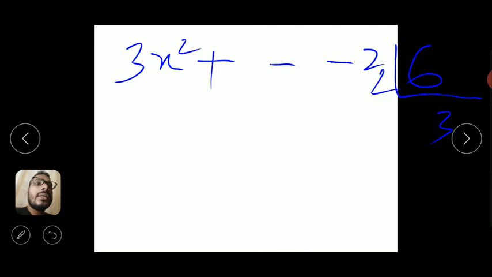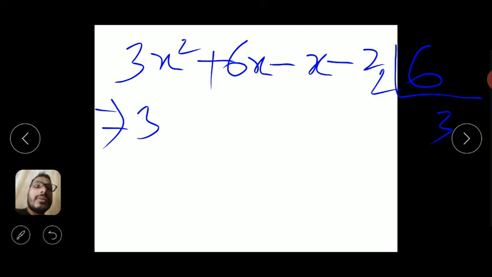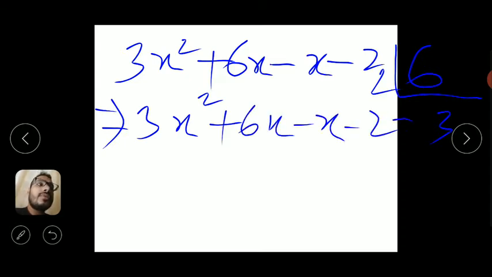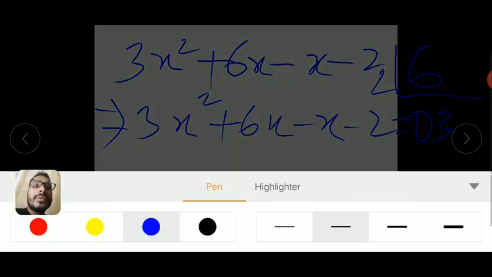Suppose we write here 6x and here only x, that is 1x. Okay, so plus 6x minus x, that will give you how much? 5x, right? Plus minus is minus, so plus 6x and minus x becomes 5x. So we'll write next here 3x square plus 6x minus x minus 2 is equals to 0. Clear?